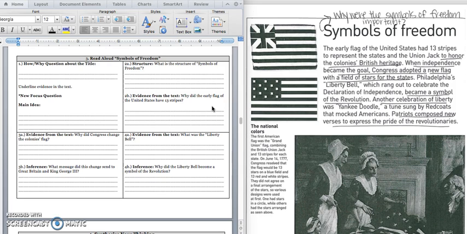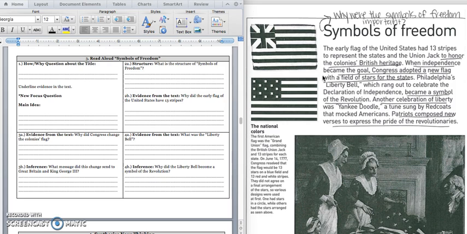Press pause to write down your answer and play when you're ready for box 3. It says, why did Congress change the colony's flag? And if we go back in our text to the part where it changed, it says, when independence became the goal, Congress adopted a new flag with a field of stars for the states. So that lets me know that Congress changed the flag to show that the colonists wanted to be independent of Great Britain.